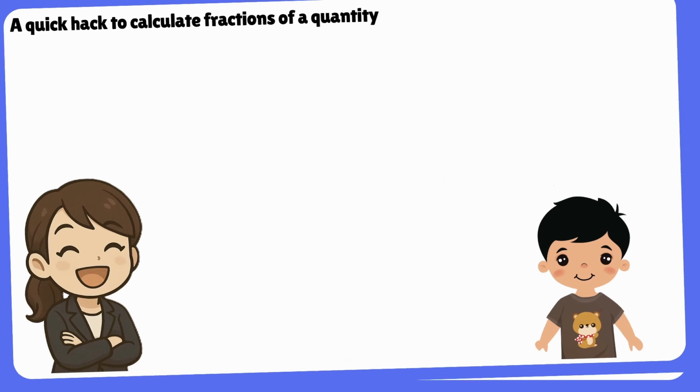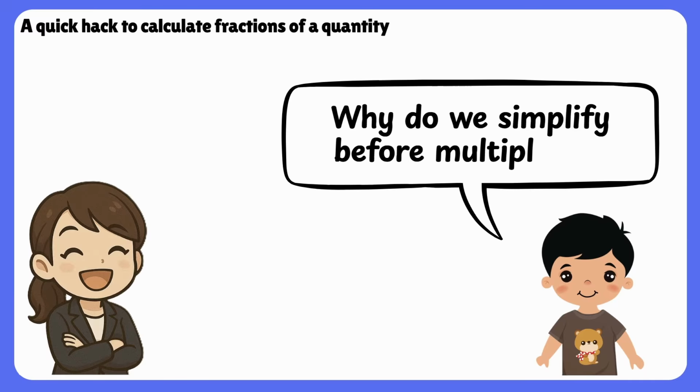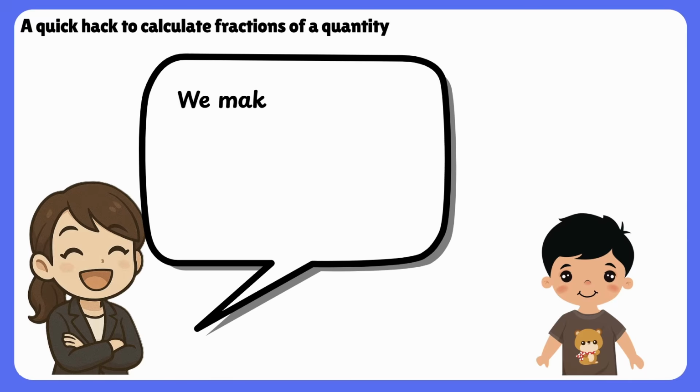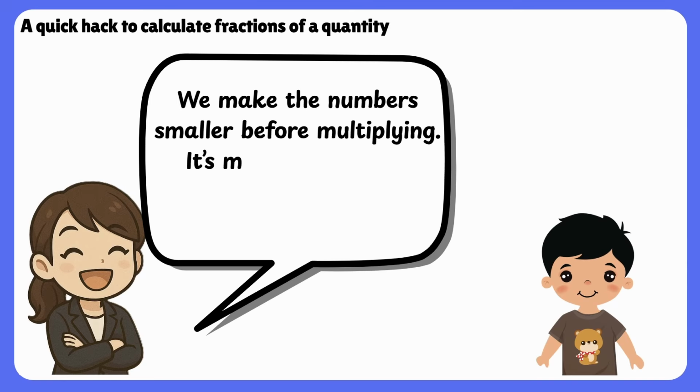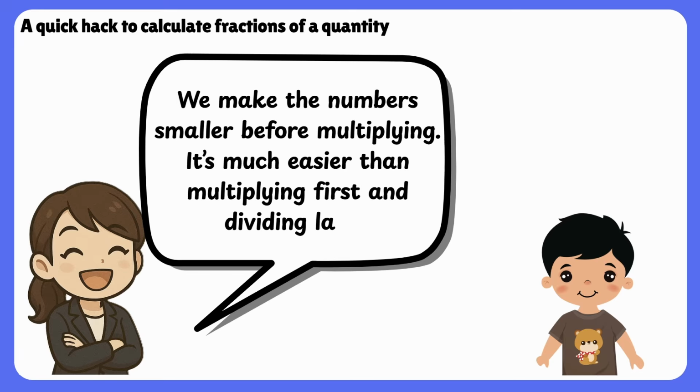Why do we simplify before multiplying? It's often helpful to simplify before multiplying. When we make the numbers smaller first, it's much easier than multiplying first and dividing later. It's one of my favorite fractions hacks.